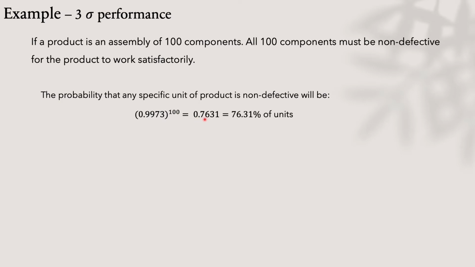And when we calculate, the probability of one good product is 0.7631. So it is around 76.31%, the percentage of the products, or the probability of one product to be good, if it consists of 100 components. So it is not a very good probability for a product to be conforming.